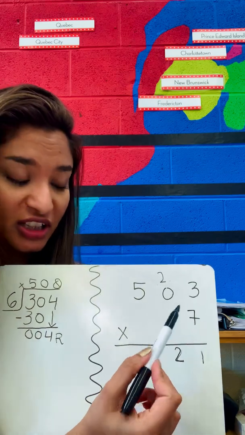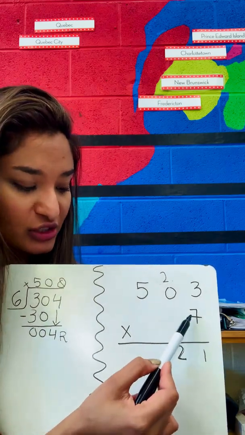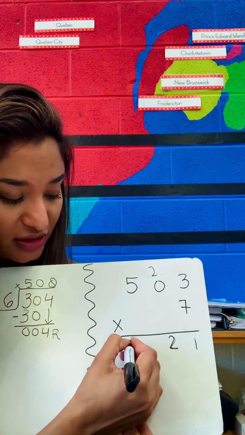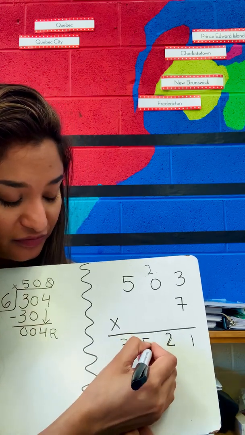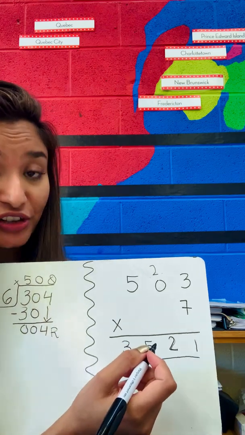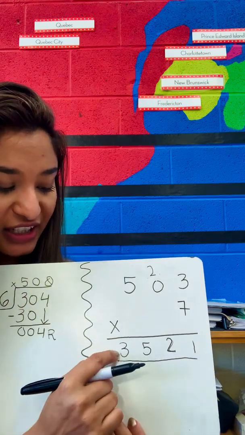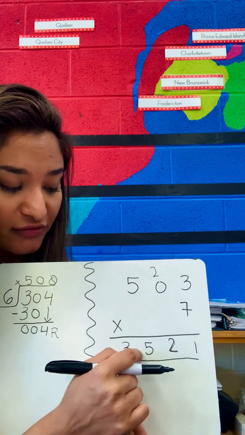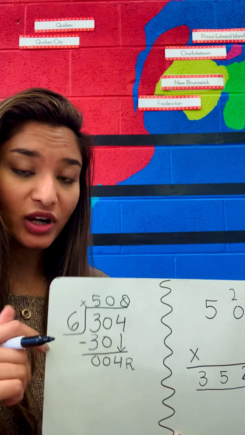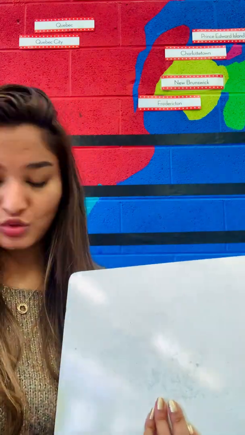Then I go ahead and multiply my 7 to my hundreds. So 7 times 5 gives me 35. So when I multiply 503 to 7, my answer is 3,521. Okay, now let's go ahead and do the next question. So we should do question 9.